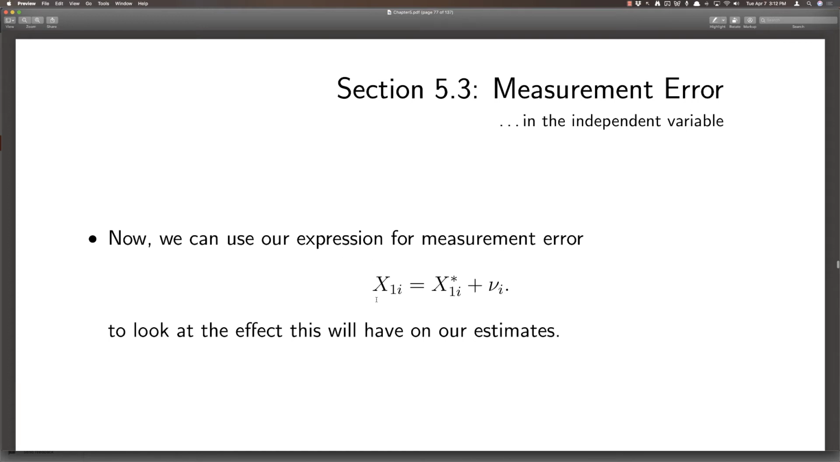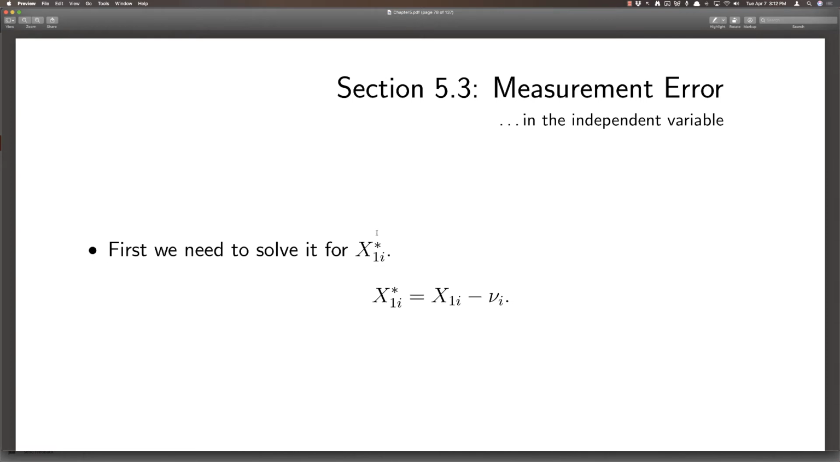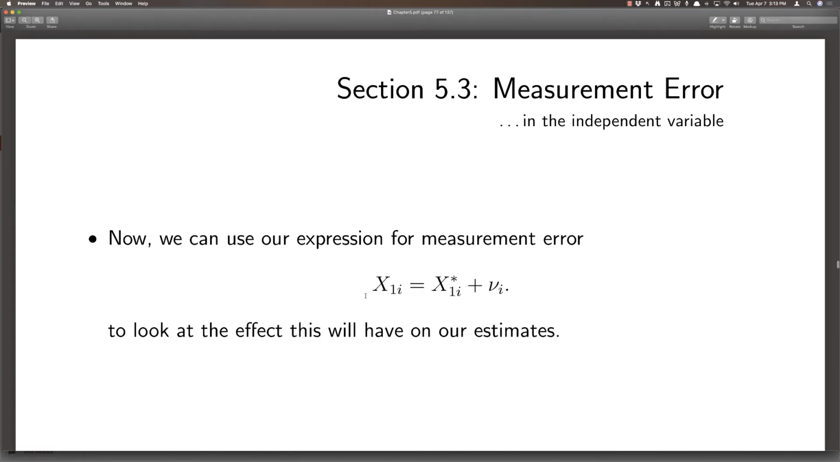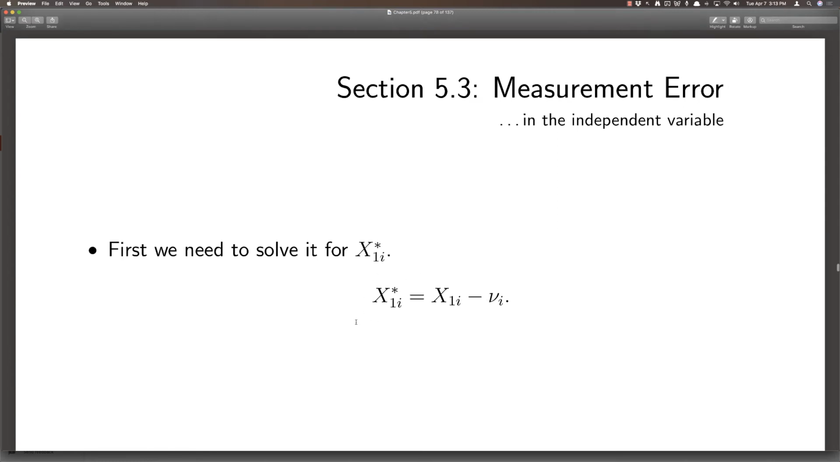So we can use this expression for measurement error and insert that into the regression to see what effect having the ability to measure this one, but not this one, would do to our estimate of beta 1. The first thing we need to do is solve for X1 star. So that's what I'm doing right here. I can't observe X1 star, but I can observe X1, which is a measure of X1 star, but with random error. So I'm going to solve that for X1 star so I can use it in the next step.